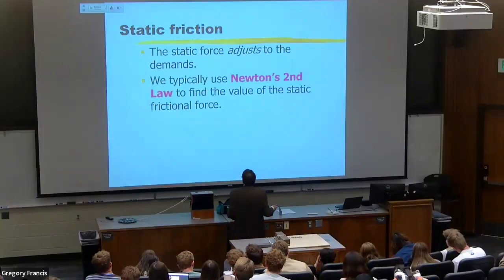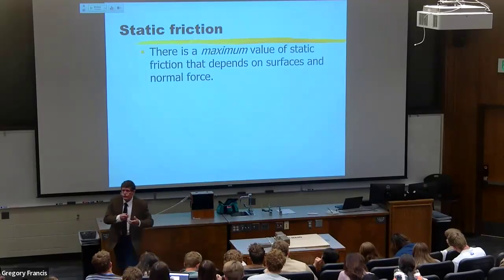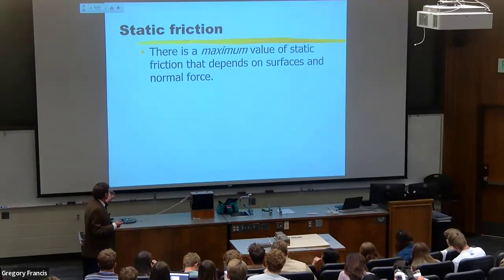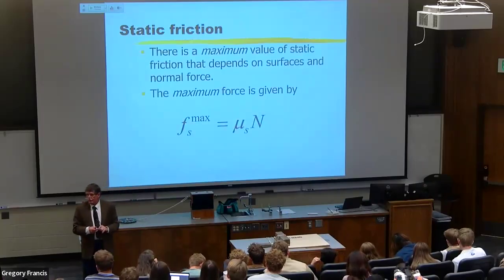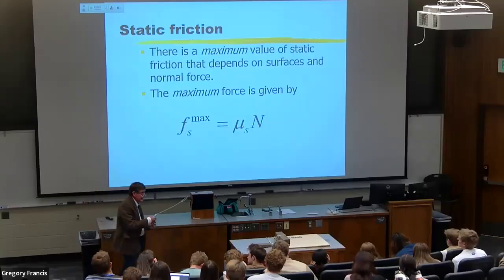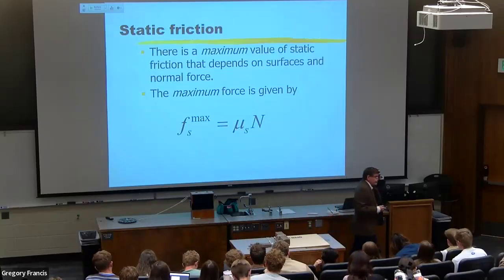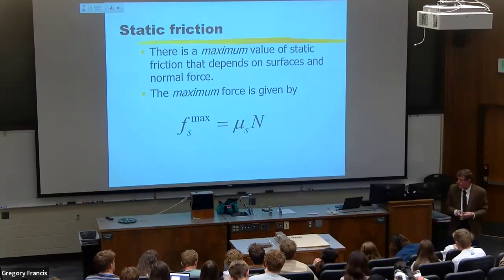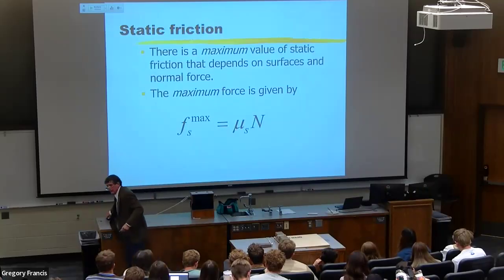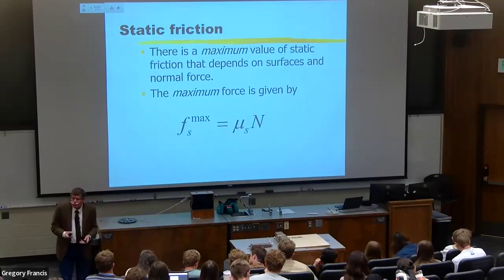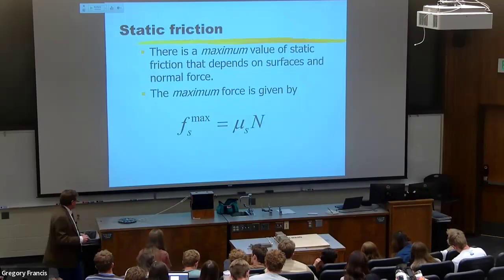Now, let's talk about that maximum value of static friction when it breaks the surfaces apart. It turns out that that maximum value also depends on 2 things: how rough the surfaces are and how tightly they are pushed together. You notice that that formula looks very similar to the formula that we have for kinetic friction, except that we've got a different coefficient. For every 2 surfaces, we always have 2 separate coefficients, one for sliding friction and one for static friction.